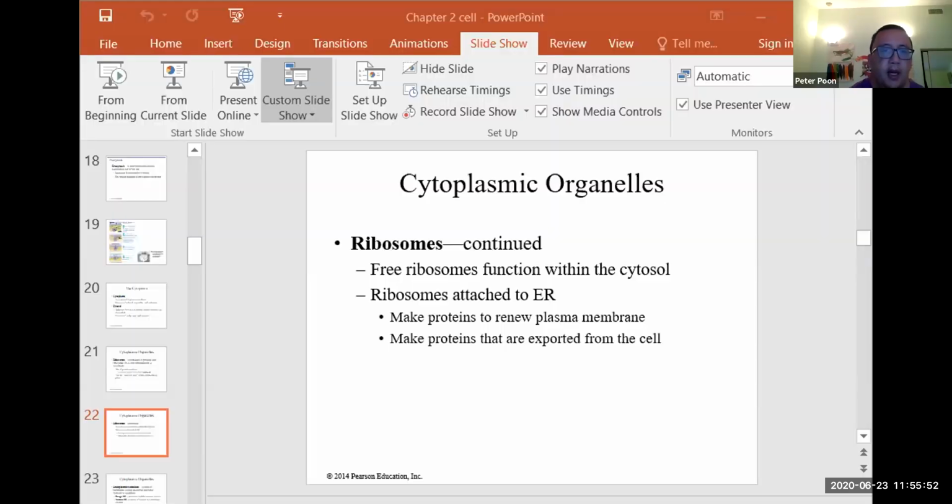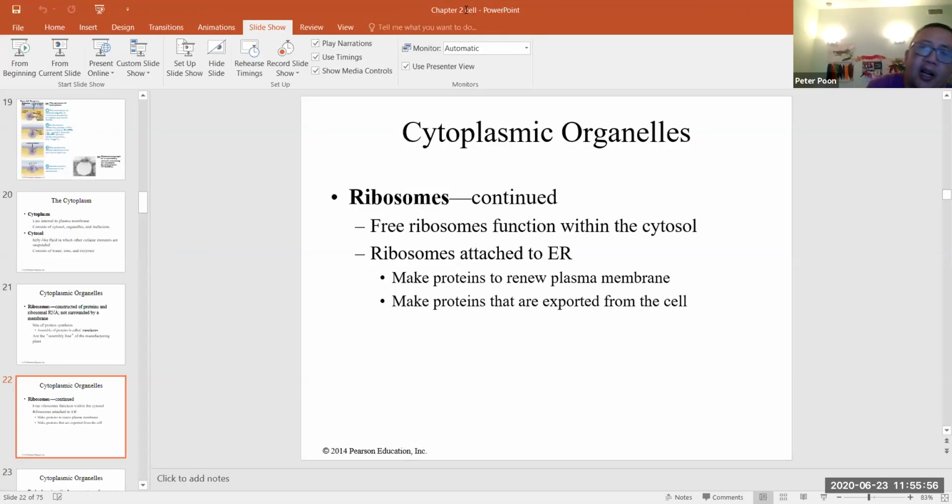Okay, now we're going to move on to part 2 about cells. So organelles. Organelles are like little organs. The first organelle we're going to look at is a ribosome. It's going to be a small little ball of RNA and protein that makes proteins.